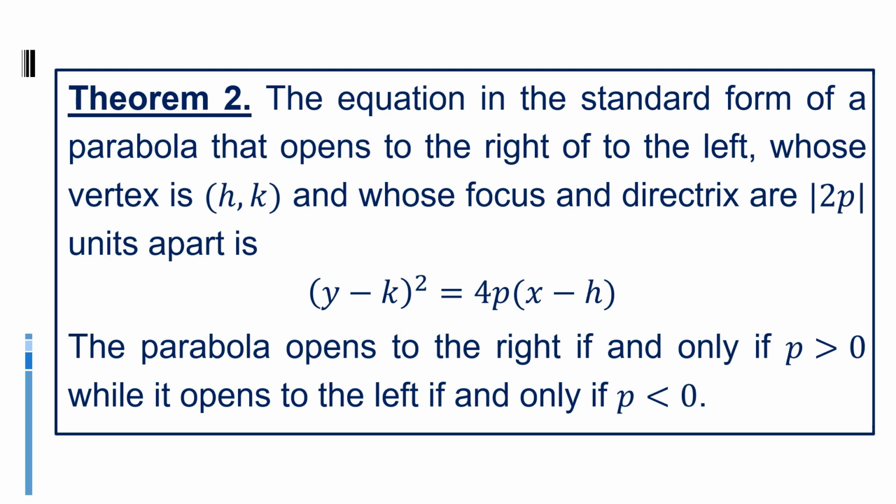Theorem number 2 naman, ito naman yung kabaliktaran. The equation in the standard form of a parabola that opens to the right or to the left, whose vertex is (h, k), and whose focus and directrix are the absolute value of 2p units apart, is (y minus k) squared equals 4p times (x minus h). Note that the parabola opens to the right if and only if p is greater than 0, while it opens to the left if and only if p is less than 0. Okay? So kapag positive, to the right. Pag negative yung p, to the left. At yung ating y, yun yung nakasquare na term.